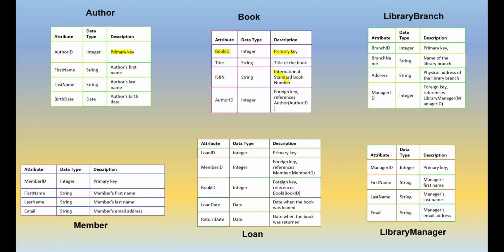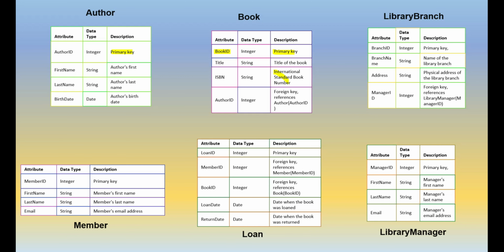Then you have a library manager. Library manager has a library ID, first name, last name, email ID, whatever. So these are the tables if you want to build, suppose, a library management system. So these are, for example, the entities we have identified during the logical data model. So what is the next step?